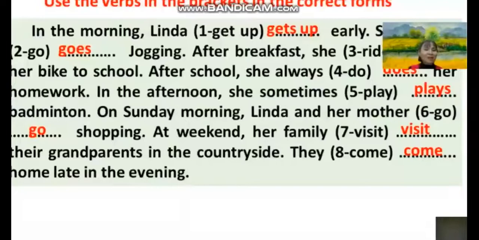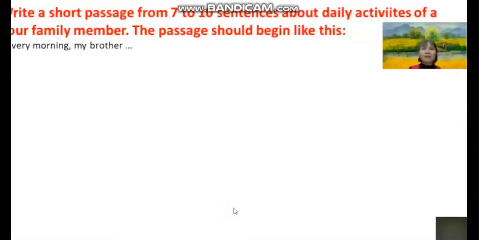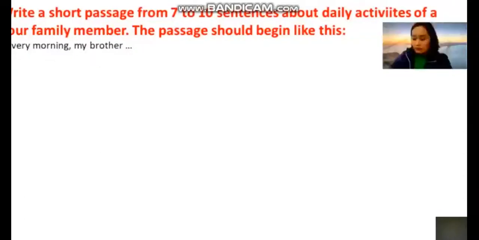And now it's time for you to write a short paragraph, a short passage. The passage is from seven sentences to ten sentences about the daily activities of your family member. The passage should begin like this: Every morning, my brother, or sister, or father, or mother... About five minutes for you. Are you clear? Let's start.